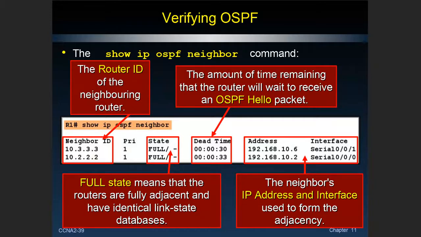We want to be in the full state, which means that the routers are fully adjacent, they have identical link state databases, they have calculated the topology, and each one has individually put the right numbers in its routing table. The dead time is the time after which they'll declare their neighbors dead. And that should always be higher than 30 seconds. The neighbor's IP address is the IP address of the interface used to form the adjacency with the neighbor.